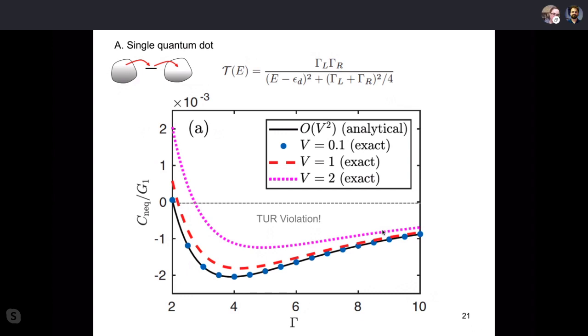What is the actual bound to these violations? So here's a case of a single quantum dot, and if it's negative, it means that there are TUR violations. The standard TUR, I'm talking, of course, as a function of gamma. You can see, when gamma is small, everything is positive, so the standard TUR is satisfied. But it's violated here at large gamma. And again, I want you to look at the values. It's small. So these violations are not dramatic. To a great extent, you are almost satisfying the TUR.